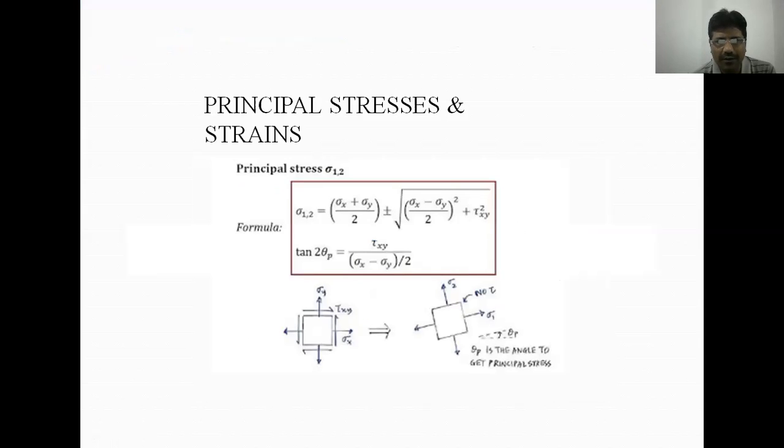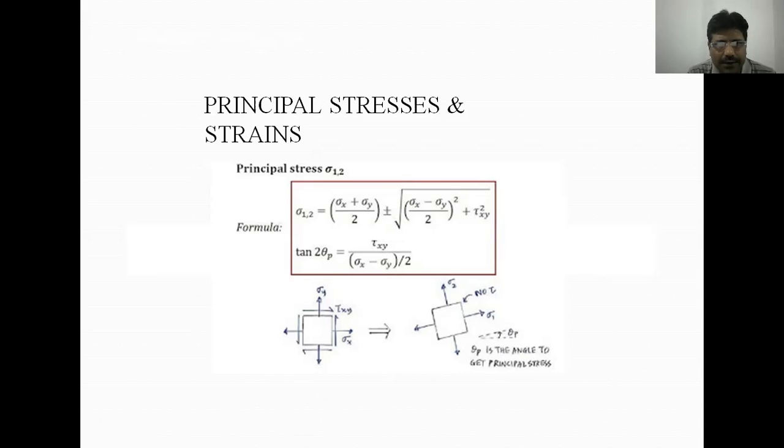So this is the formula of how to find principal stresses and strains. First, we are given two tensile stresses sigma x and sigma y. So the principal stresses along planes 1 and 2 will be (sigma x plus sigma y) by 2 plus or minus the square root of ((sigma x minus sigma y) by 2) whole square plus tau xy square. We know that tau xy is the shear stress that is acting along the x and y planes of the body.